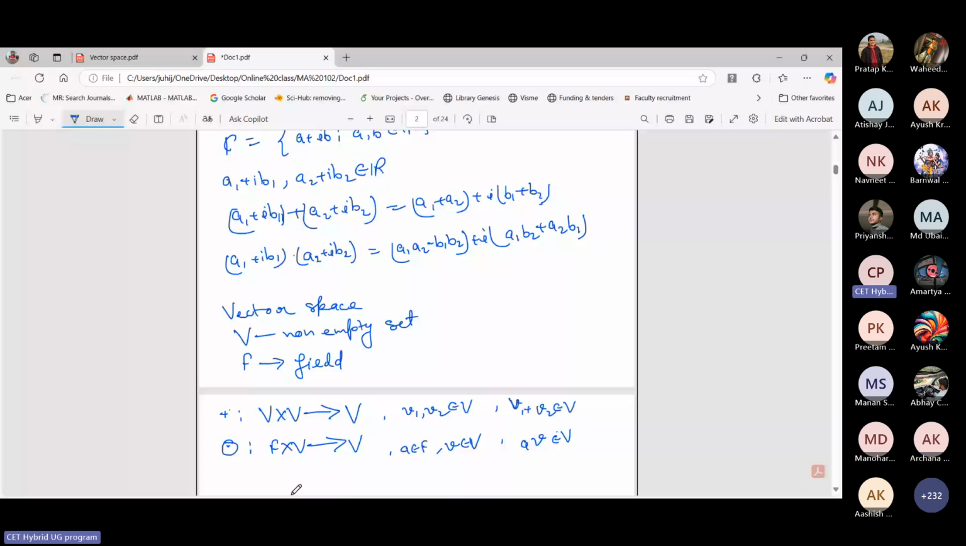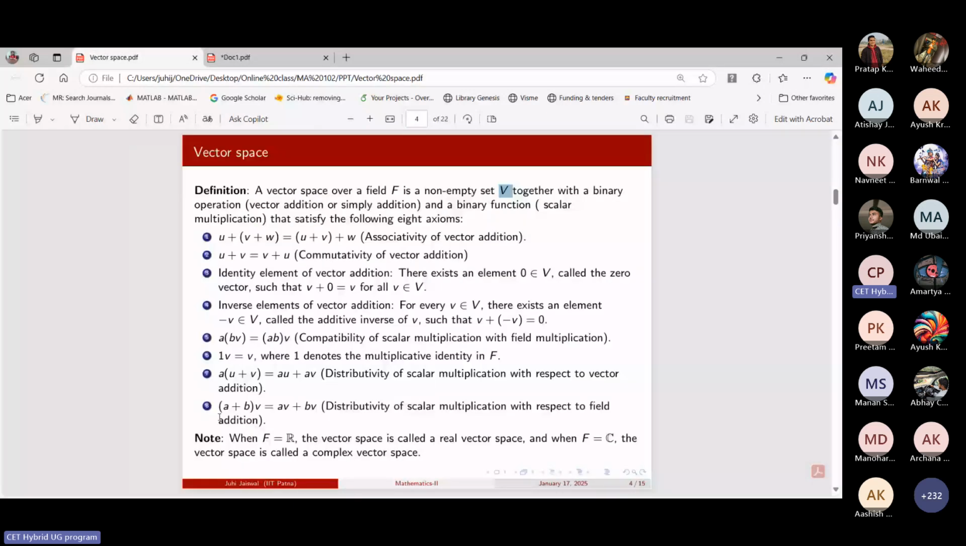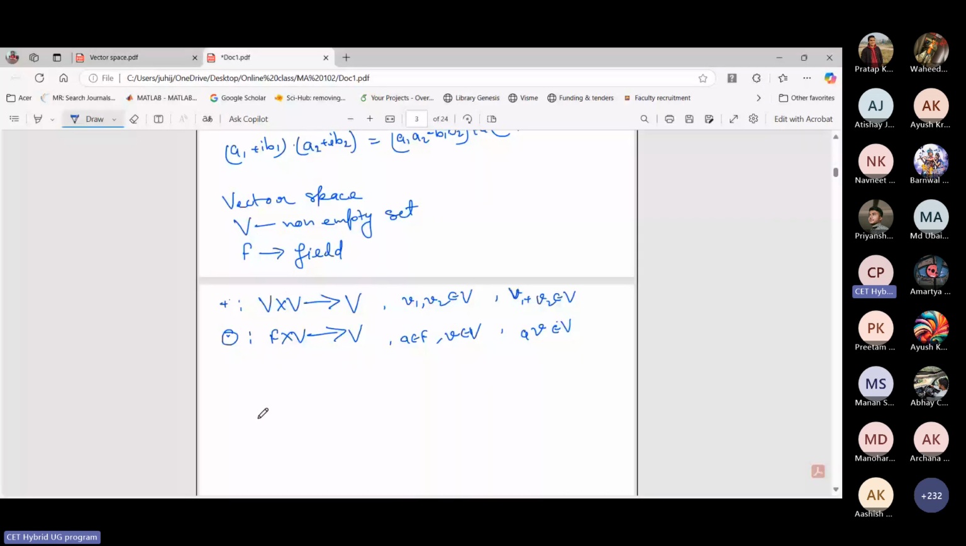Whenever these four conditions hold, in addition to that, if these remaining 8 conditions also hold, then we call this V a vector space over the field F with respect to these two operations, whatever will be defined. Here we have defined plus and dot, so with respect to plus and dot. We write a vector space as V over F, plus, dot. Whenever the operations are clear from the context, we will usually write V over F.